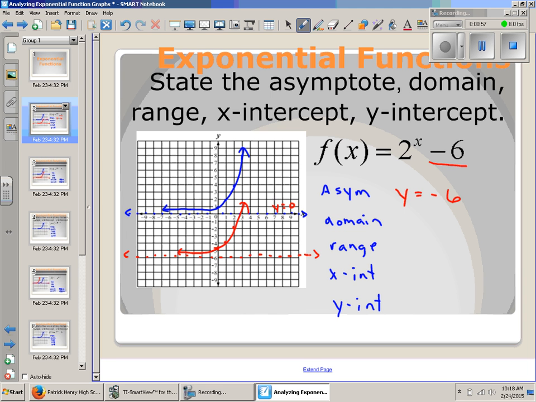And now what is our domain? Let's draw a domain line. Here we don't have a vertex, so that means that my graph is going both directions forever. So my domain is all reals.